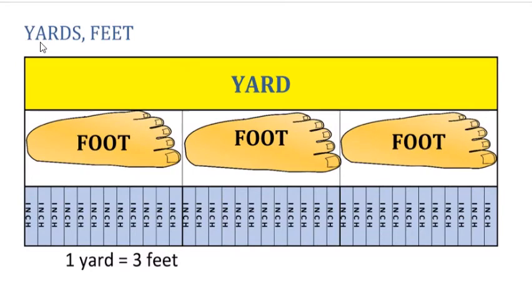Okay, children, when we are talking about yards and feet, this is the equation. This is 1 yard. These are 3 feet. That means 1 foot, second foot in here, third foot, right? So there are 3 feet. So 3 feet equal 1 yard. So 1 yard equals 3 feet.